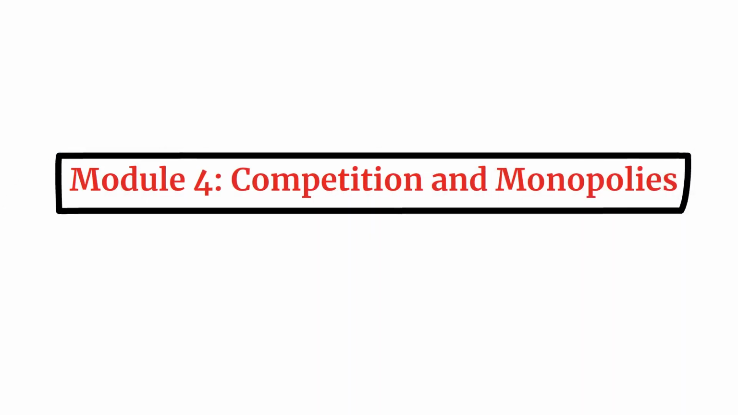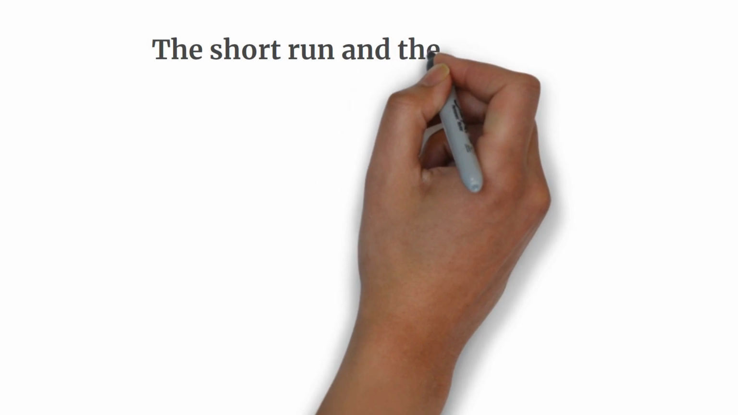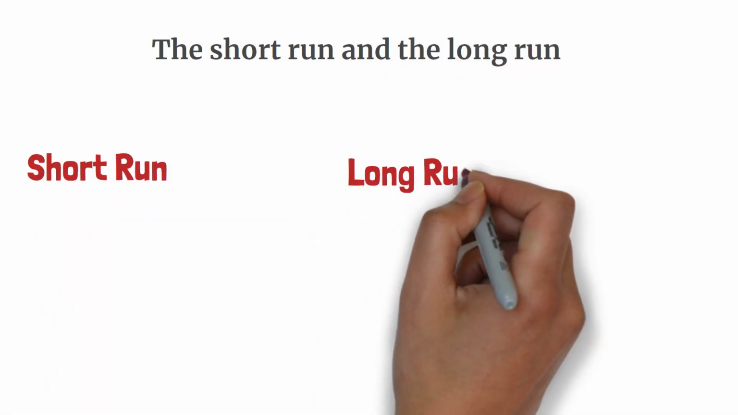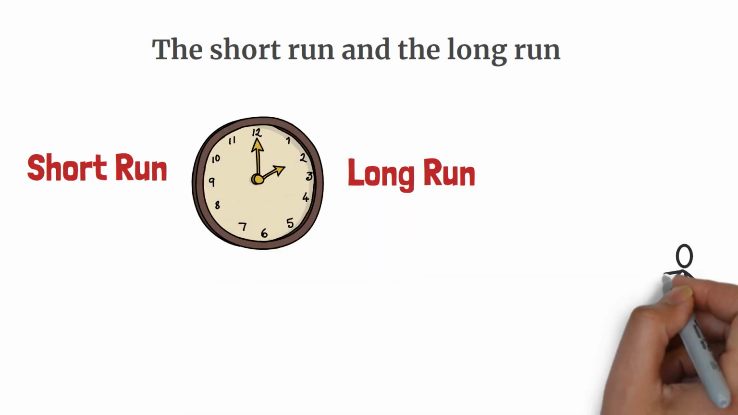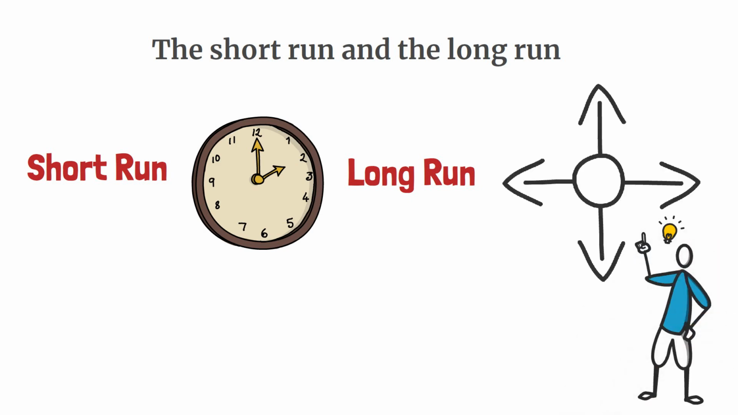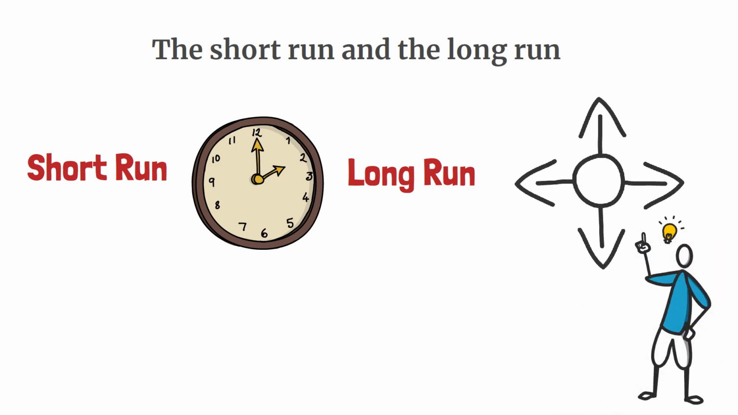Microeconomics, Module 4. The short run and the long run. In economics, the short and long run are not determined by a measure of time, but conceptual time periods, the primary difference being the flexibility and options decision-makers have in a given scenario.